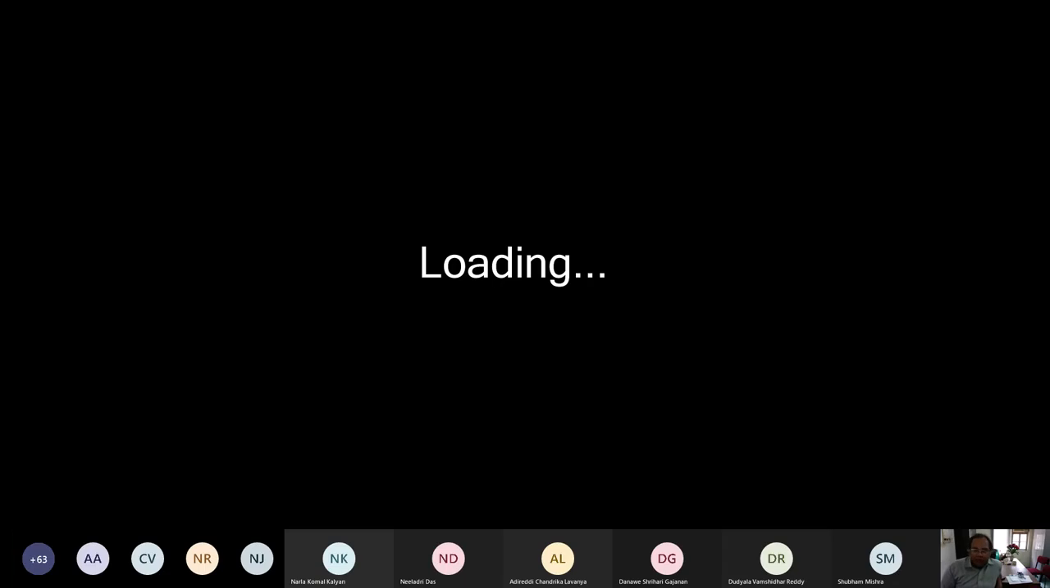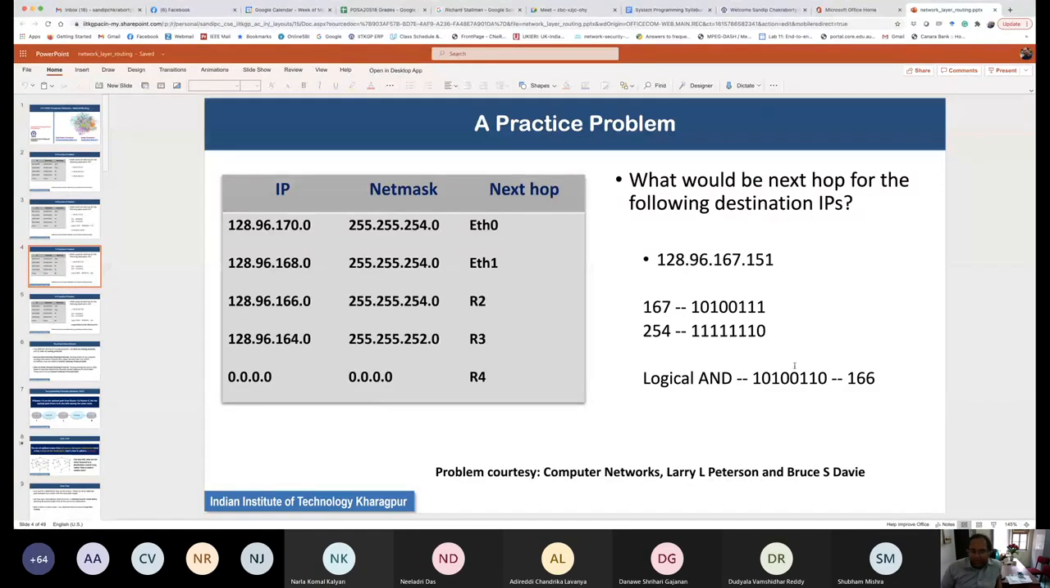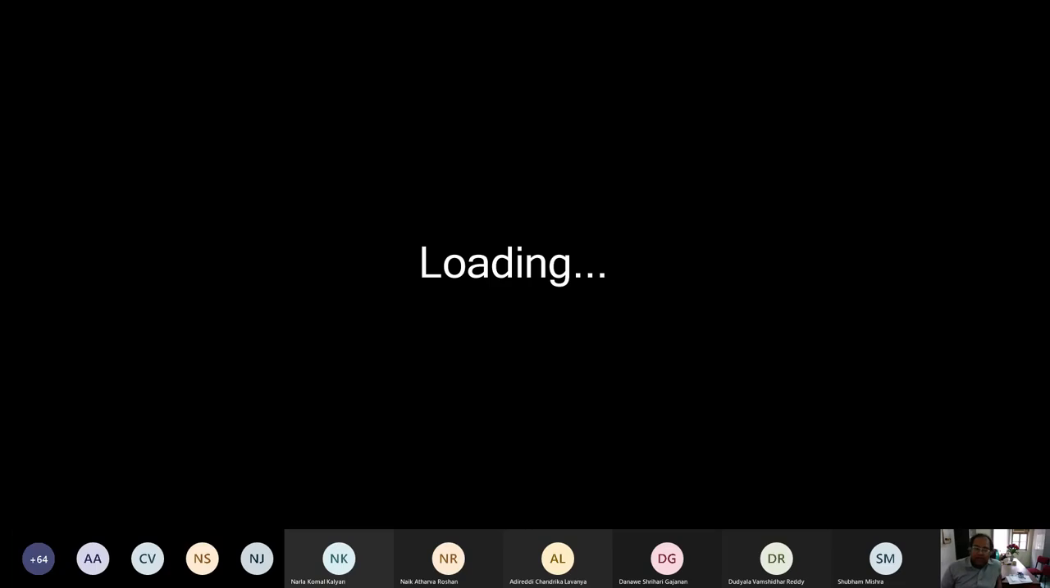Now for the next IP address, 128.96.167.151. If you do a logical AND with 254 for the third octet 167, you get 166. So we see there is a match in the third entry, 128.96.166.0. But for this particular one, if you take 252, it comes to 164, so there is a match in the fourth entry as well. So we see there is a match with the third one and the fourth one. There are two matches.